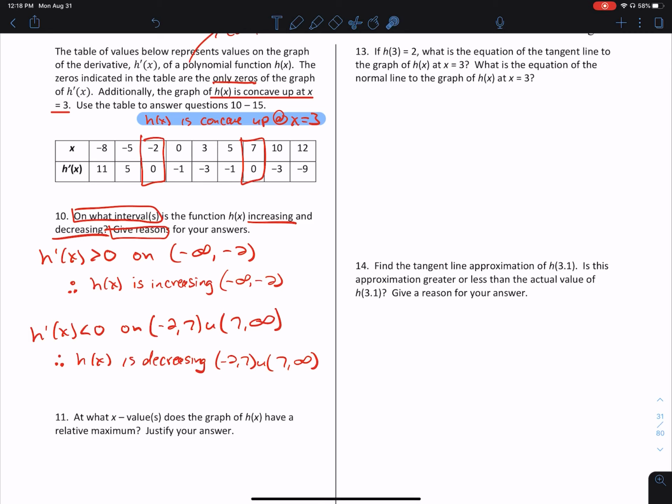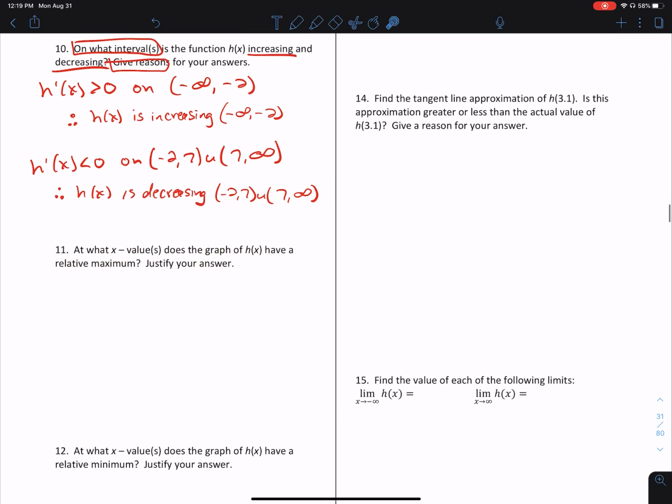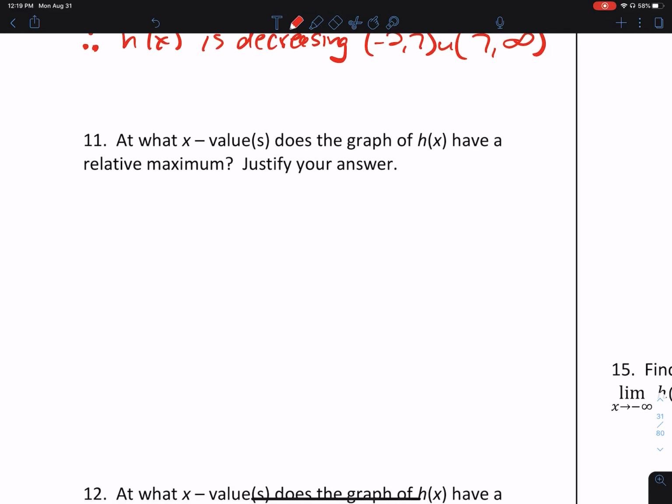Once again, as we continue, we got to remember this table here is for the derivative. These are slopes. If the slope's positive, it means the graph's going up. If the slope's negative, the graph's going down. 11. At what x values does the graph of h of x have a relative maximum? Justify your answer. Without even looking at my table, I know what the justification is. H prime of x, the derivative, has to change from positive to negative to get a relative maximum.